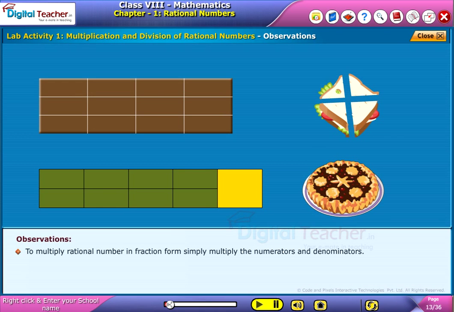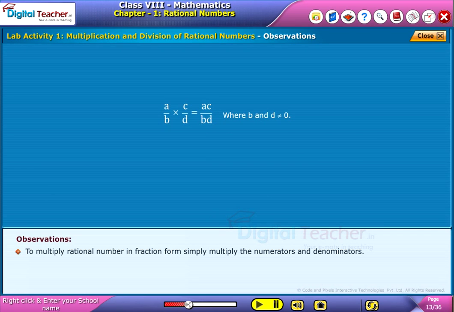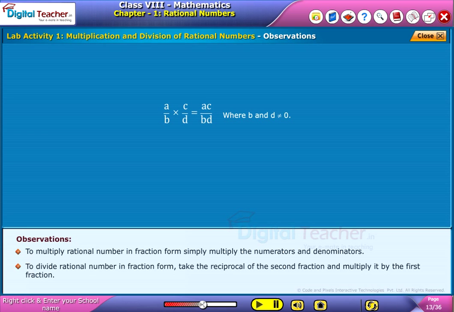From the above activity, we observe that to multiply rational number in fraction form, simply multiply the numerators and denominators, that is a by b into c by d is equal to ac by bd, where b and d are not equal to 0. To divide rational number in fraction form, take the reciprocal of the second fraction and multiply it by the first fraction, where b, c and d are not equal to 0.